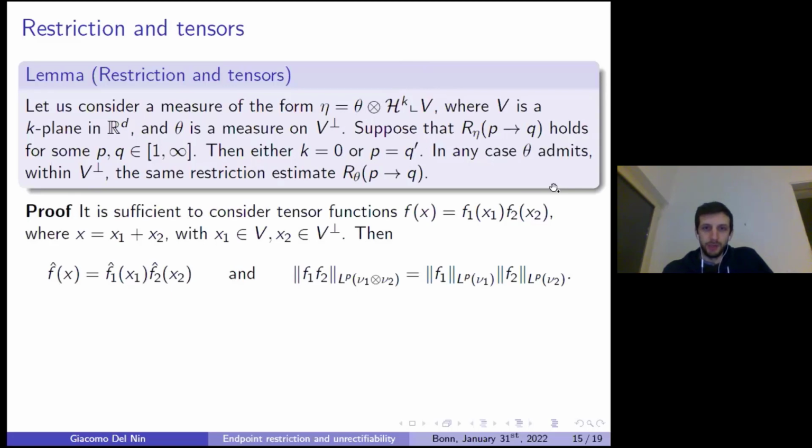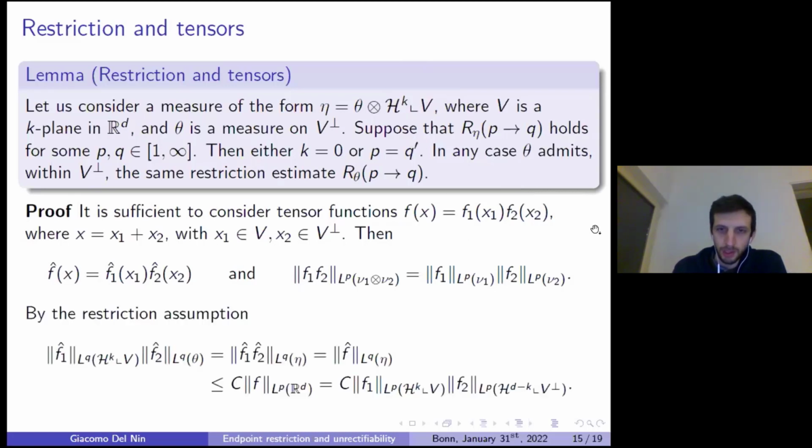And the proof again is quite simple, because we just need to test everything with tensor functions. So with functions which are the product of two functions depending on the variables on either v or v perp. And again, I'll skip the details, but essentially plugging in this product of functions gives us some information, because both the Fourier transform and the Lp norms behave well under tensor products by Fubini.